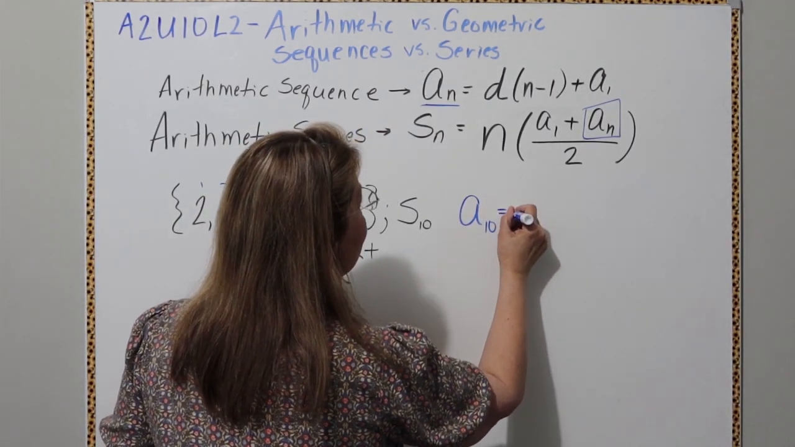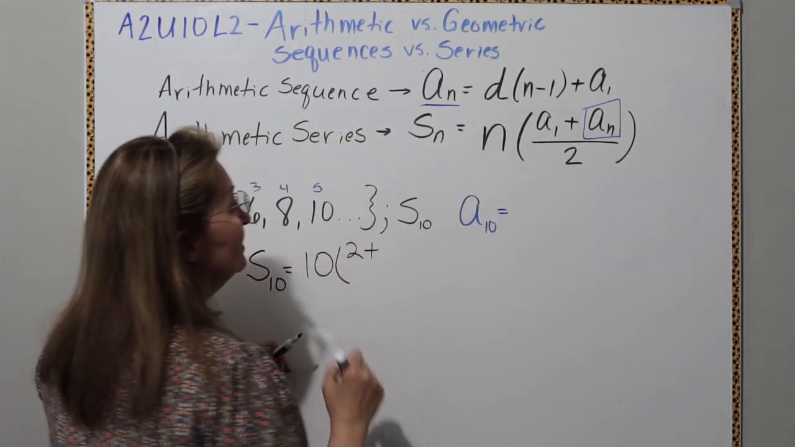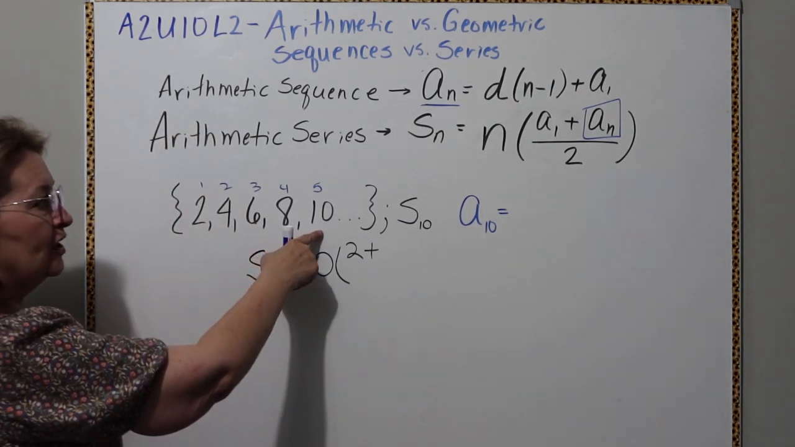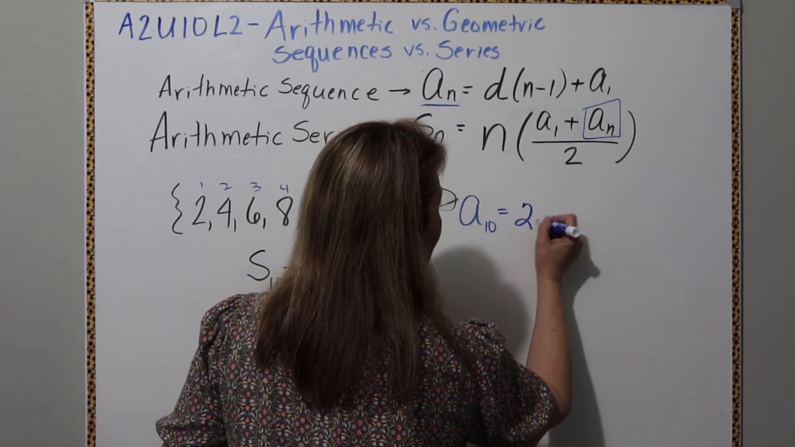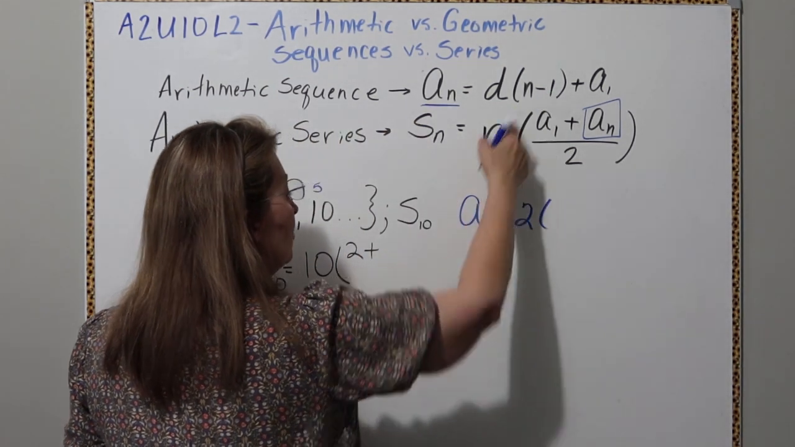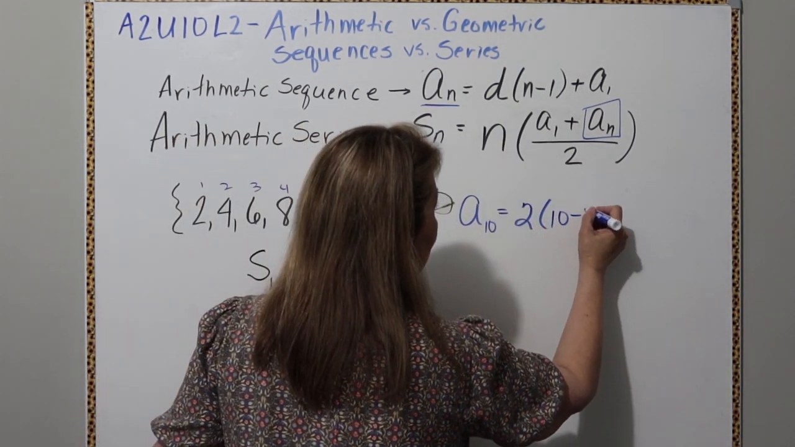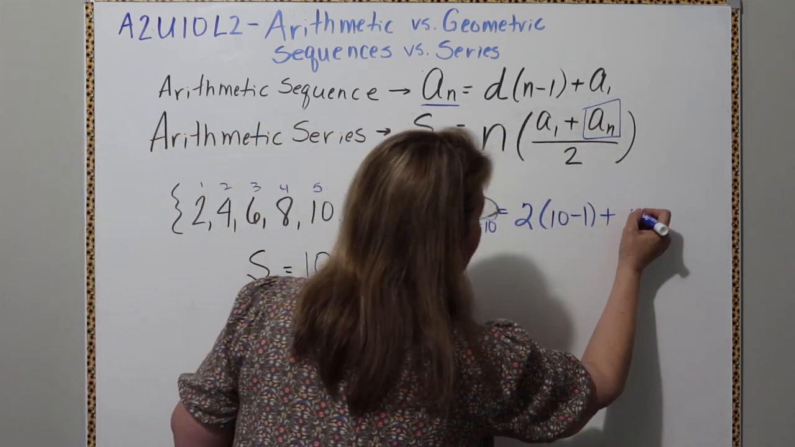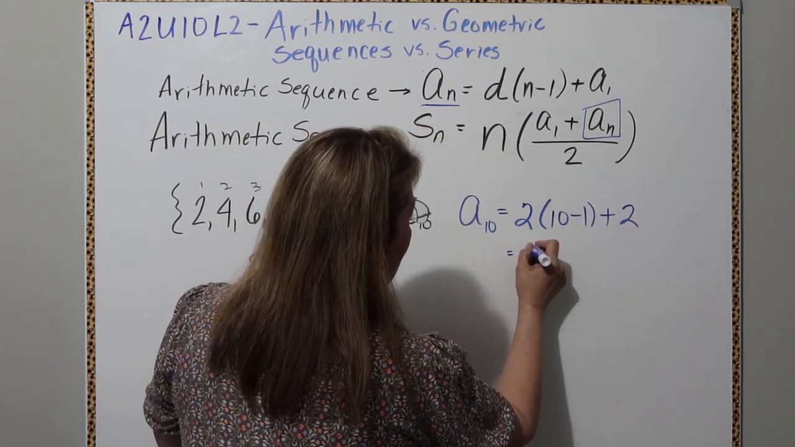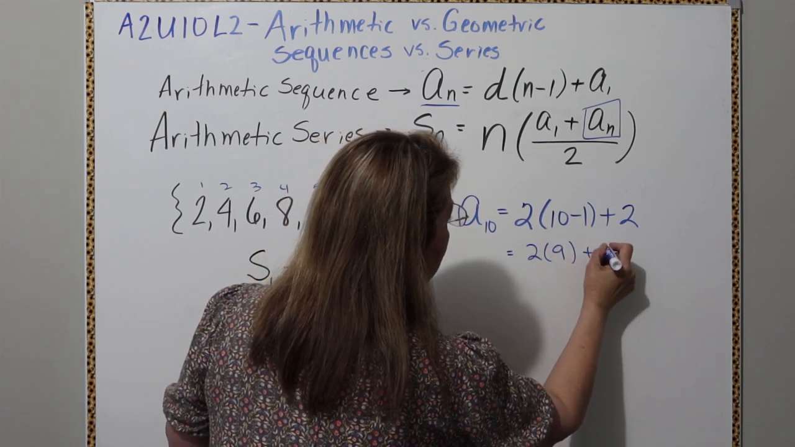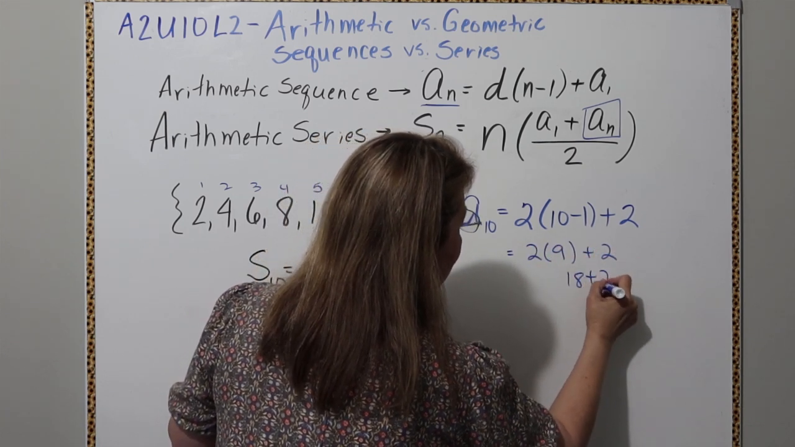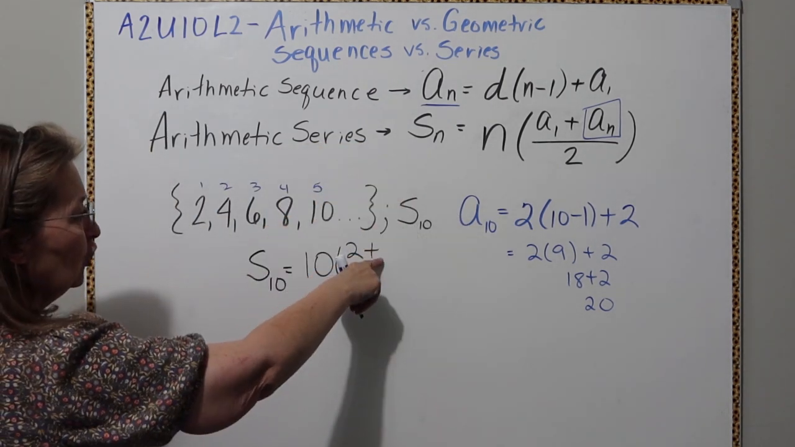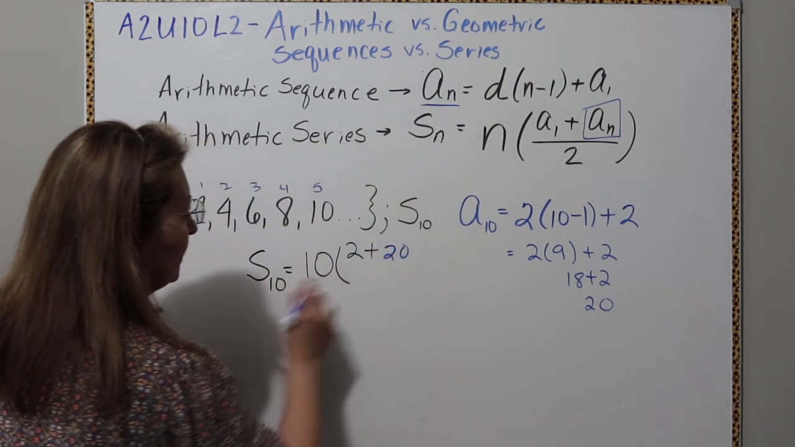So let's do a_10 is equal to, first I need d. Come back over here. What was the difference between each one of your terms? 2 times (n minus 1), which is going to be 10 minus 1, plus a_1, the first number here, 2. So now I have 2 times 9 plus 2, 18 plus 2 is 20. So my a_n term up here is 20.